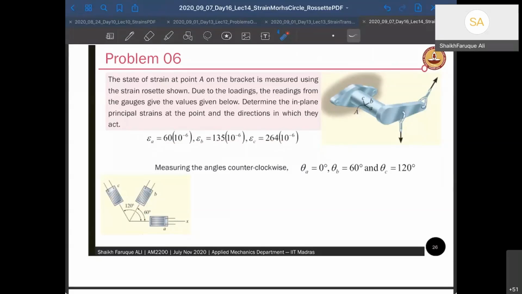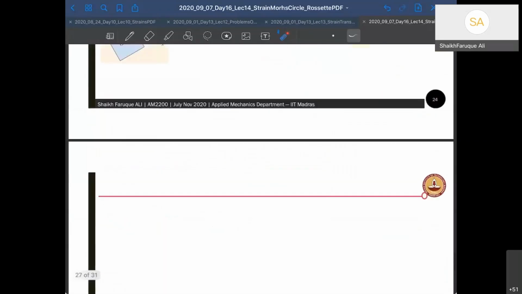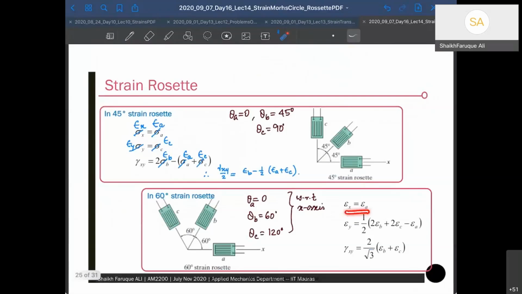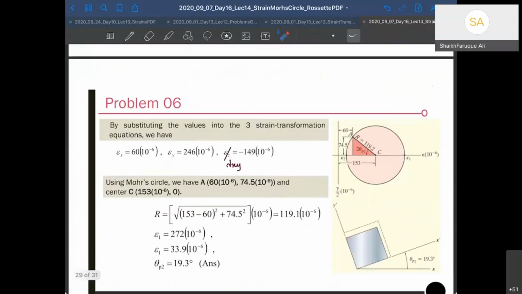So theta A is 0 because that's along the x-axis. Theta B is 60 degree and theta C is 120 degree. I know all these values and I will put them back into my expression. The expression was this one for the 60 degree rosette. So my epsilon X becomes equal to epsilon A, epsilon Y you have to calculate, and gamma XY also you have to calculate in terms of epsilon B, epsilon C, and epsilon A. So you can calculate them. Once you calculate, you get this: epsilon X is this, epsilon Y is this, gamma XY is this.